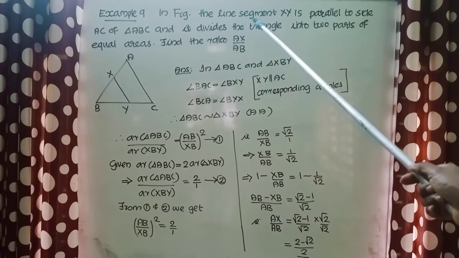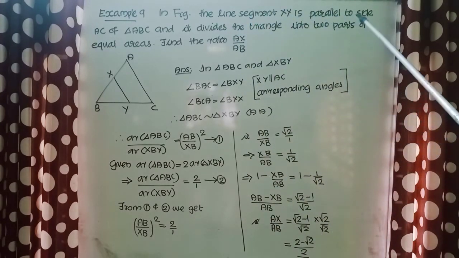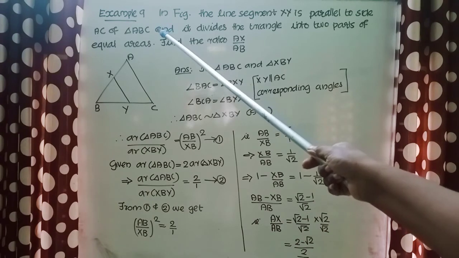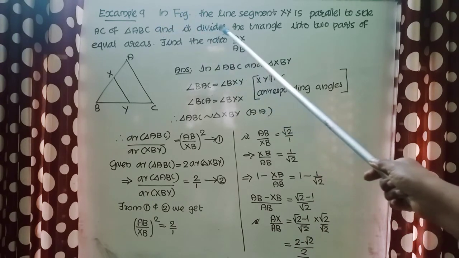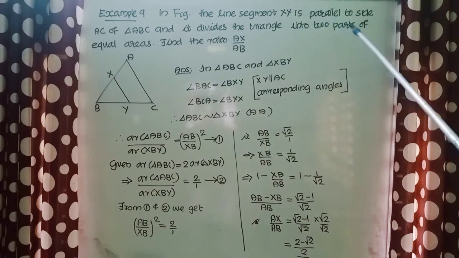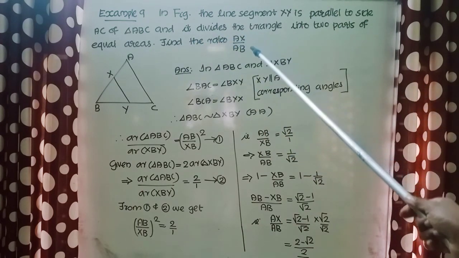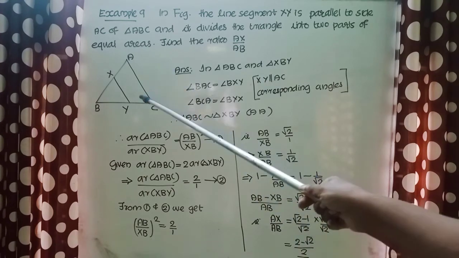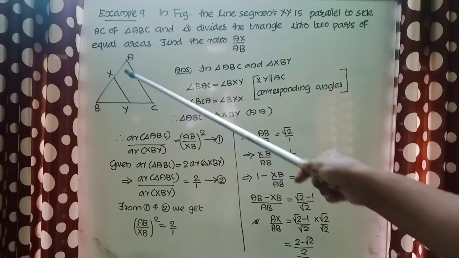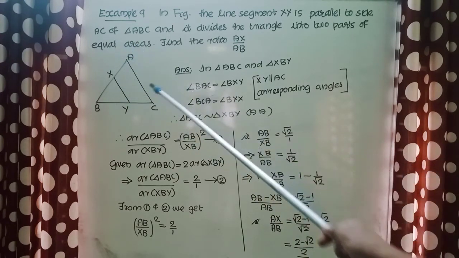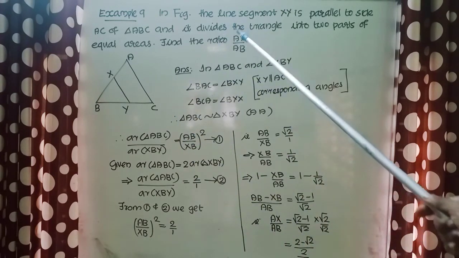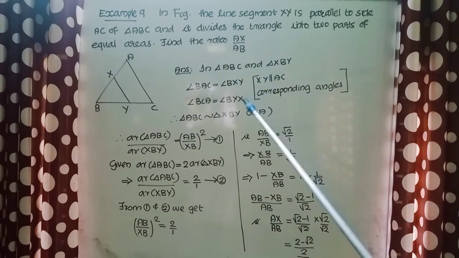In the figure, the line segment XY is parallel to side AC of triangle ABC and it divides the triangle into two parts of equal areas. Find the ratio AX by AB. Here is given the figure, triangle ABC. XY is parallel to AC. We need to find the ratio AX by AB.